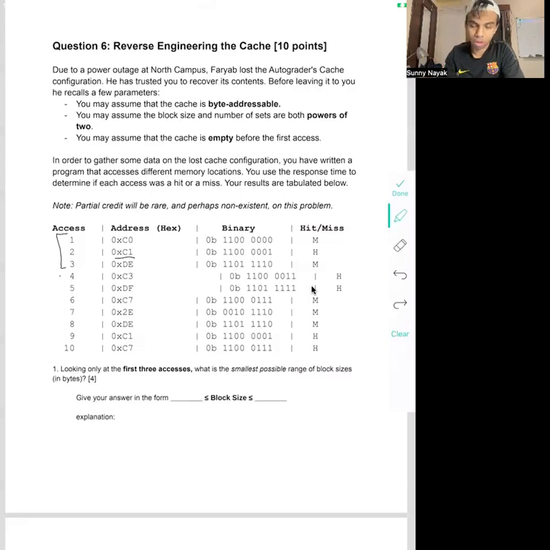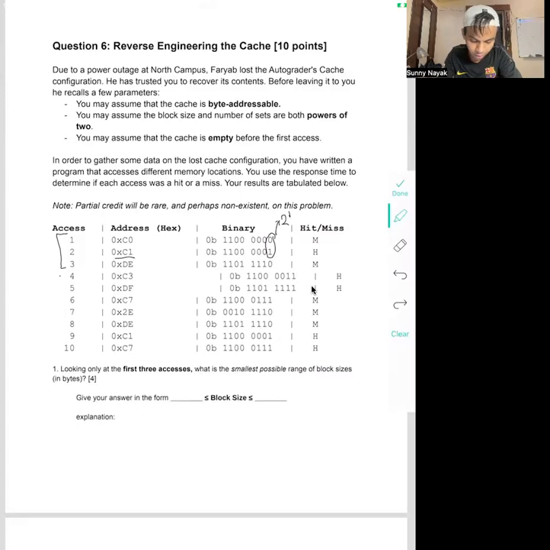How can we use that to determine a lower bound for the possible range of block sizes? Well, we can look at their binaries. If we look at their binaries, we see that the most significant bit at which they differ is going to be this last bit right here. Because they differ at this last bit, we can determine that the block size is going to be 2 to the place of the bit that we're looking at, which is 1. So the minimum block size is going to be 2.